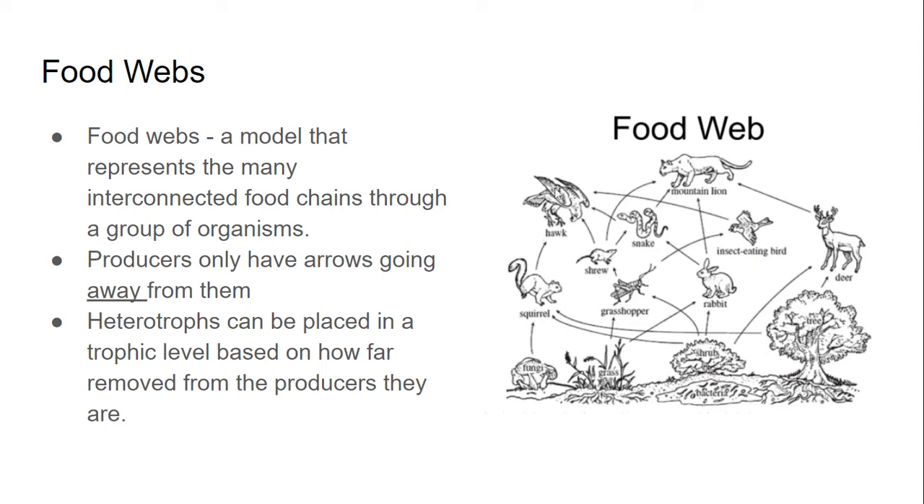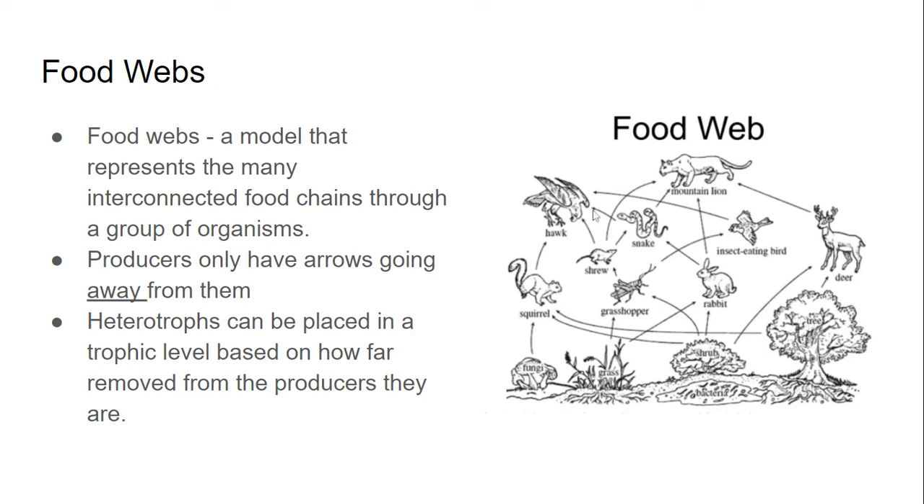When I go up to a hawk, this one's a little bit more complex. If I go this direction, I can go 1, 2 down to fungus. So this could be a secondary consumer, or if I take a different route, I can go down this one, and then this one, and then to here.